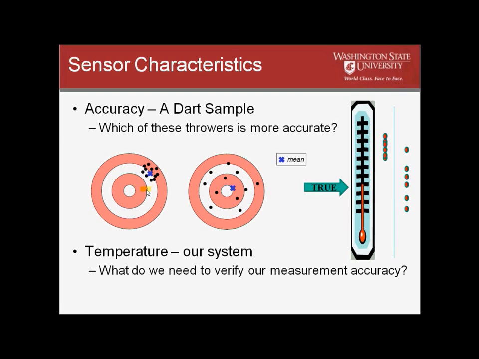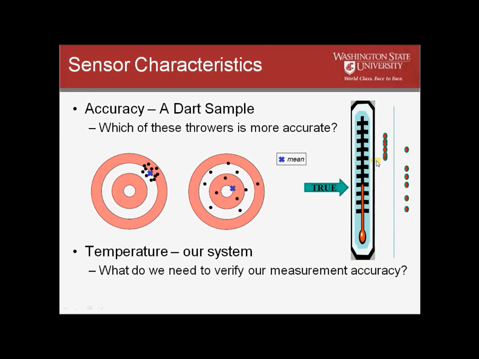Okay. The left side thrower here is very consistent with all the darts landing close together. The right side thrower is less consistent, and if accuracy is a measure of how close the mean is to the true value, then the thrower on the right is actually more accurate. Their mean value is closer to the true value, or in this case the bullseye. So essentially this thrower has a greater chance of actually hitting the target, while the thrower on the left, although they have other good characteristics, is less close to the actual value that we're looking for.